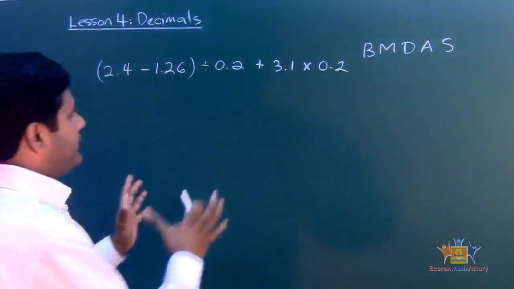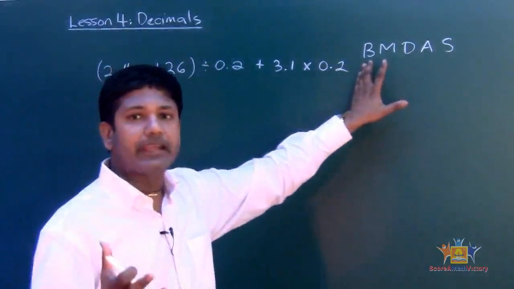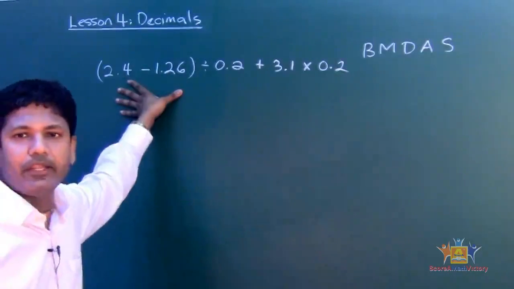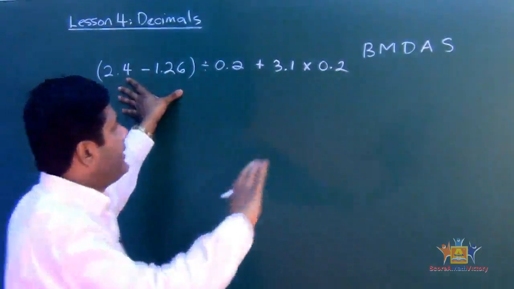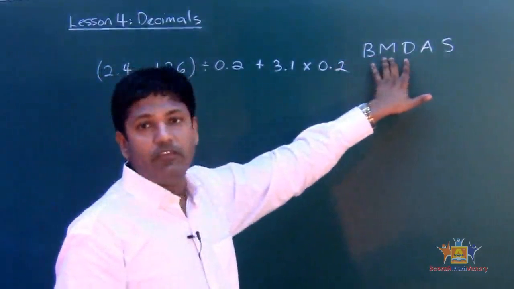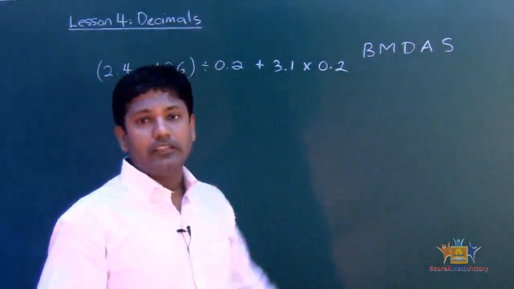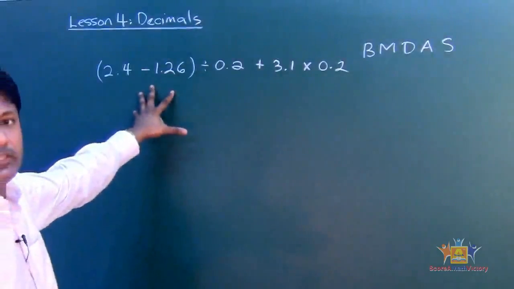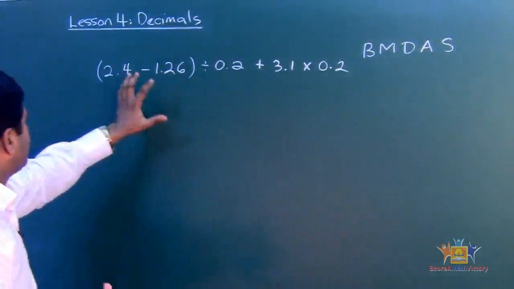Alright, so what does that say? B means bracket. Bracket is the top priority. Whatever is inside the bracket, you've got to solve it first. And then next is either multiplication or division, and then addition or subtraction. Okay, so let's do that. Let's look at the problem. Which one are we going to start with first? Inside the bracket. So we're going to start with this one first.